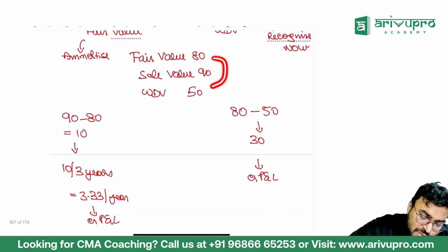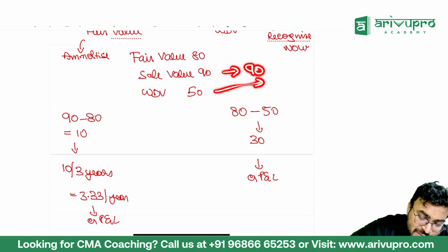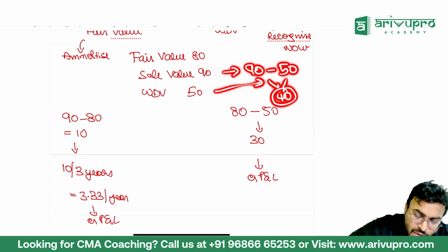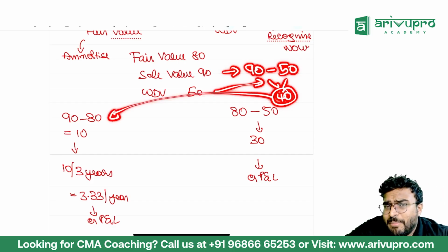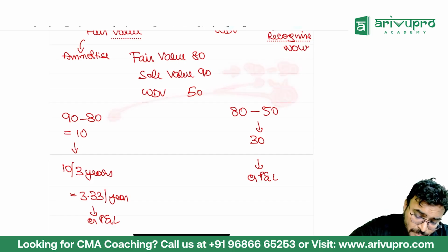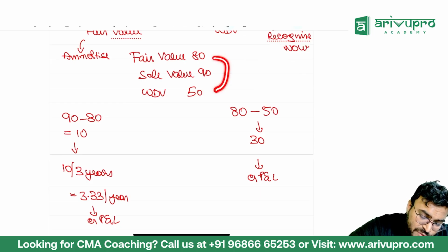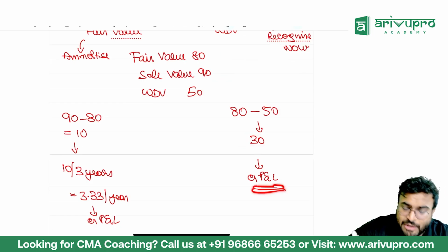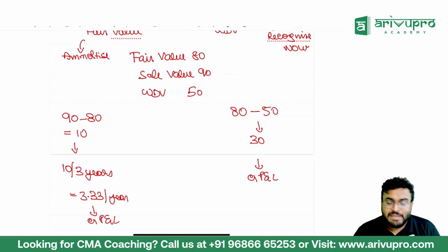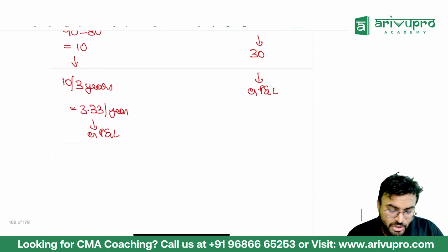But 80 minus 50, this profit is normal profit. So basically you sold it for 90 rupees, and 50 rupees is the WDV. That means you have a profit of 40 rupees. Out of that profit, 10 rupees is abnormal profit, amortized over the lease term. The 30 rupees profit from 80 minus 50 you will credit to P&L. This should be your concept of lease.